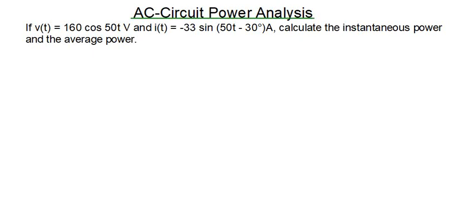Okay, so we're going to look at AC circuit power analysis, and the example that we have is asking us to determine the instantaneous power as well as the average power. Using this example, we'll try to really understand what it means when you're talking about instantaneous power as well as the average power.